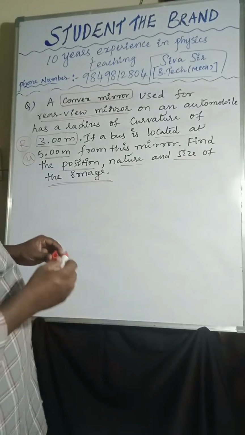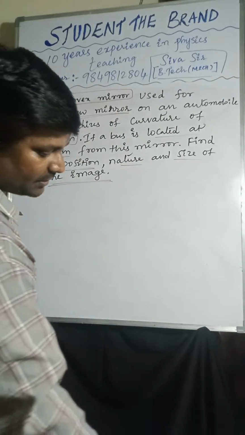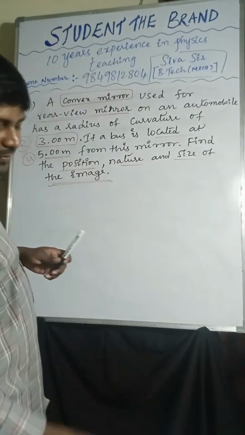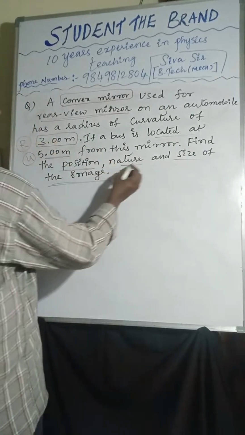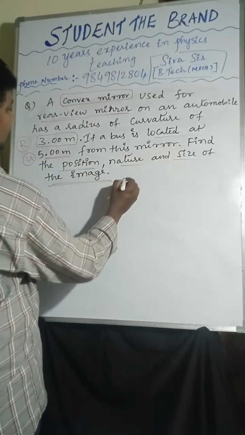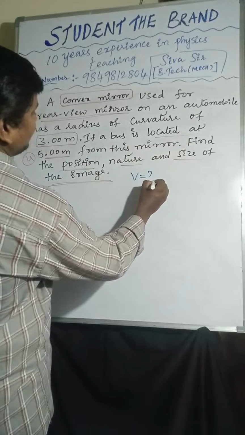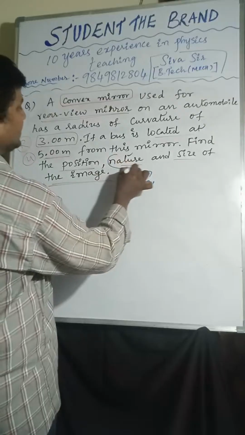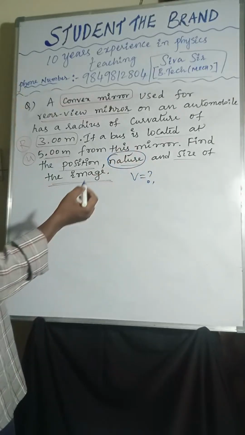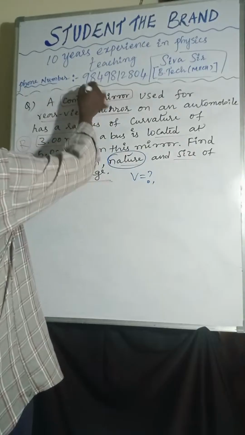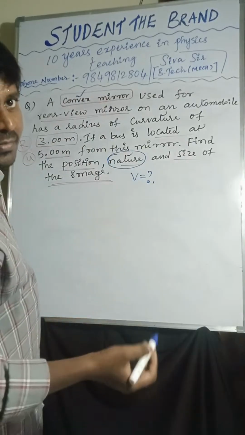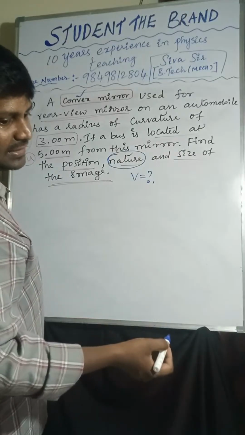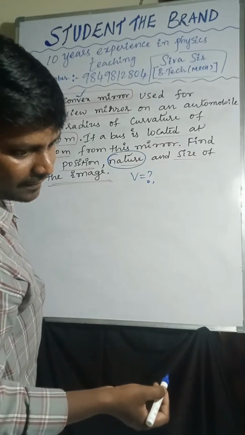So here you need to understand one thing. Find the position. So immediately we have to write: find the position is nothing but the image distance. We have to find that out. Nature of the image: virtual, erect and diminished, because nature in the sense of what type of image will form. In a convex mirror, by identifying the mirror itself, we have to tell whether it is virtual, erect and diminished, or real and inverted. So we have to understand that.